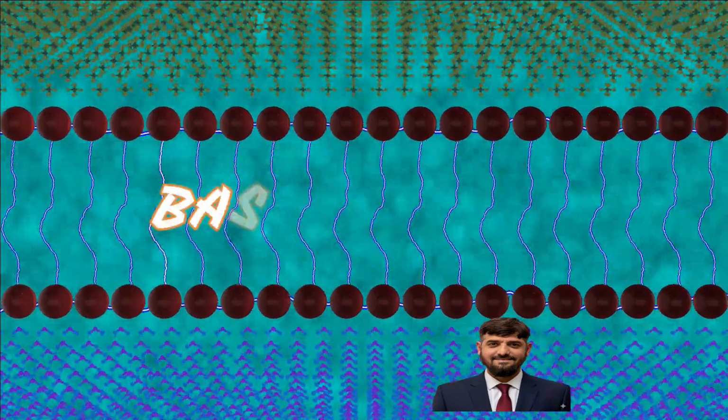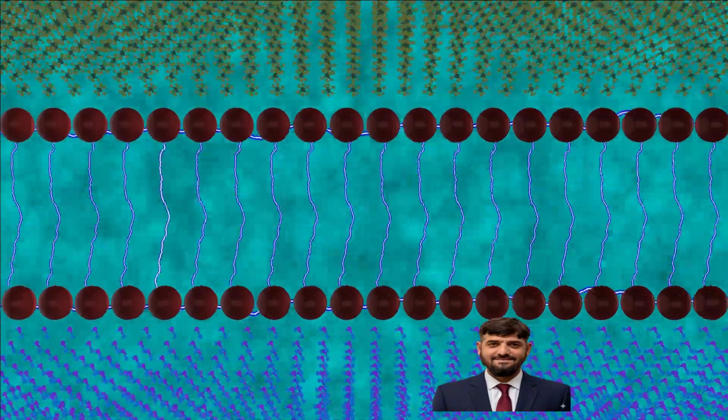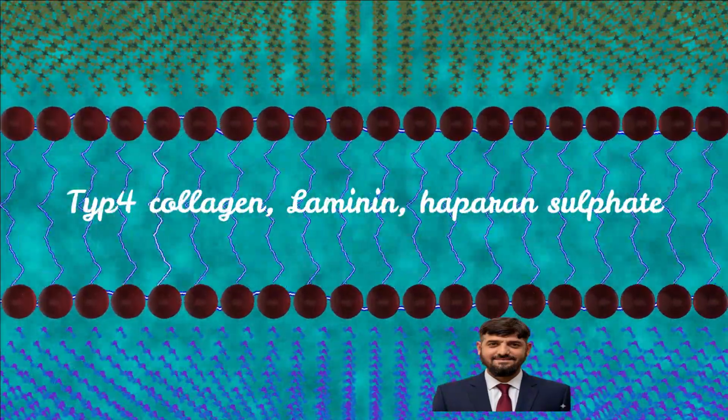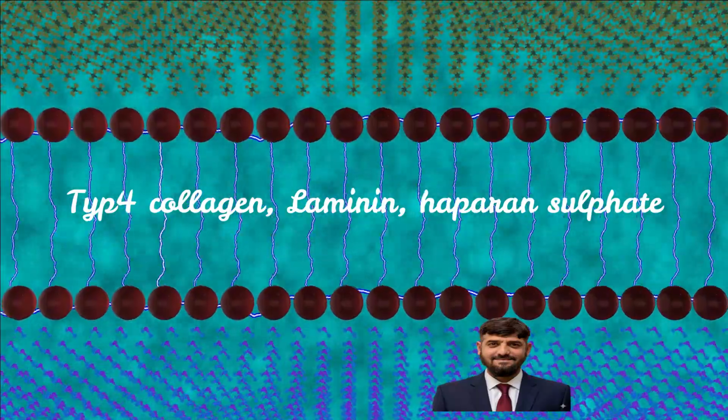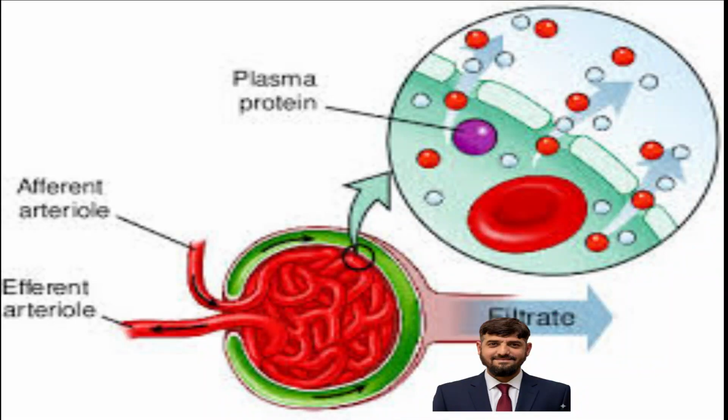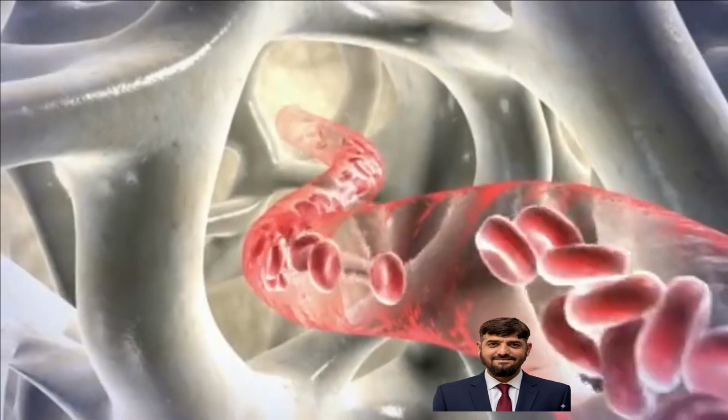Basal lamina is another part of the connective tissue. These are specialized extracellular matrix. The basal lamina is a thin sheet-like specialized extracellular matrix found beneath epithelial cells and surrounding certain other cell types. It is mainly composed of type 4 collagen, laminin, heparan sulfate, proteoglycan. Functionally, the basal lamina acts as a selective filter, maintains cell polarity, facilitates cell migration.